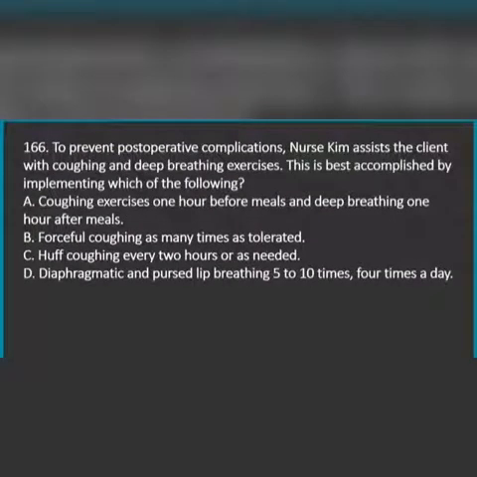Question 166. To prevent postoperative complications, Nurse Kim assists the client with coughing and deep breathing exercises. This is best accomplished by implementing which of the following? A. Coughing exercises 1 hour before meals and deep breathing 1 hour after meals. B. Forceful coughing as many times as tolerated. C. Huff coughing every 2 hours or as needed. D. Diaphragmatic and pursed lip breathing 5 to 10 times, 4 times a day.